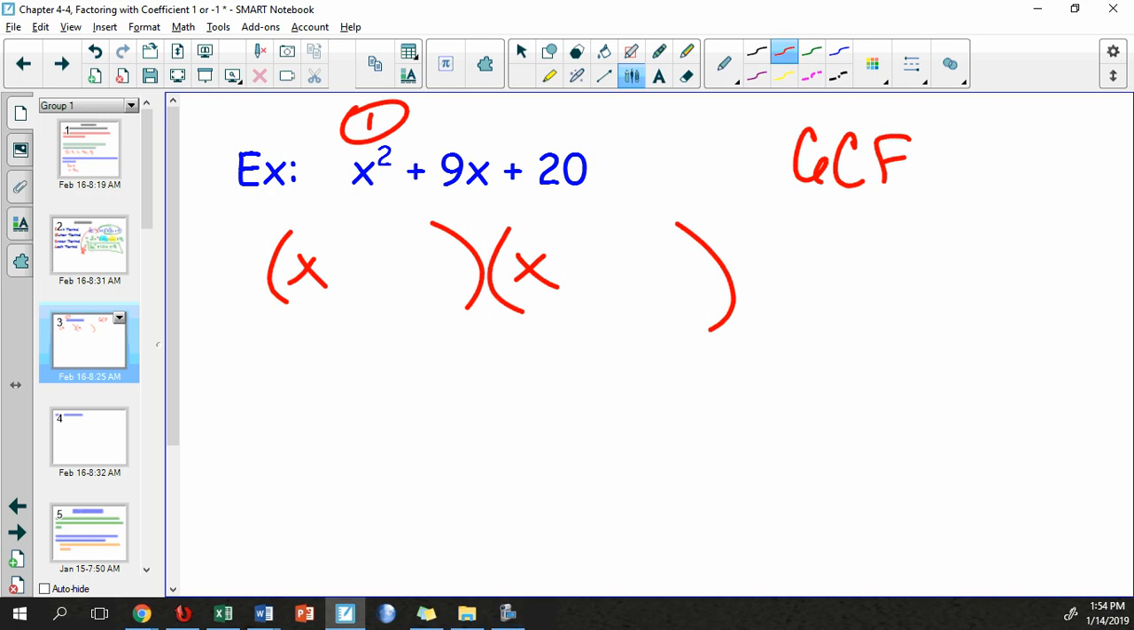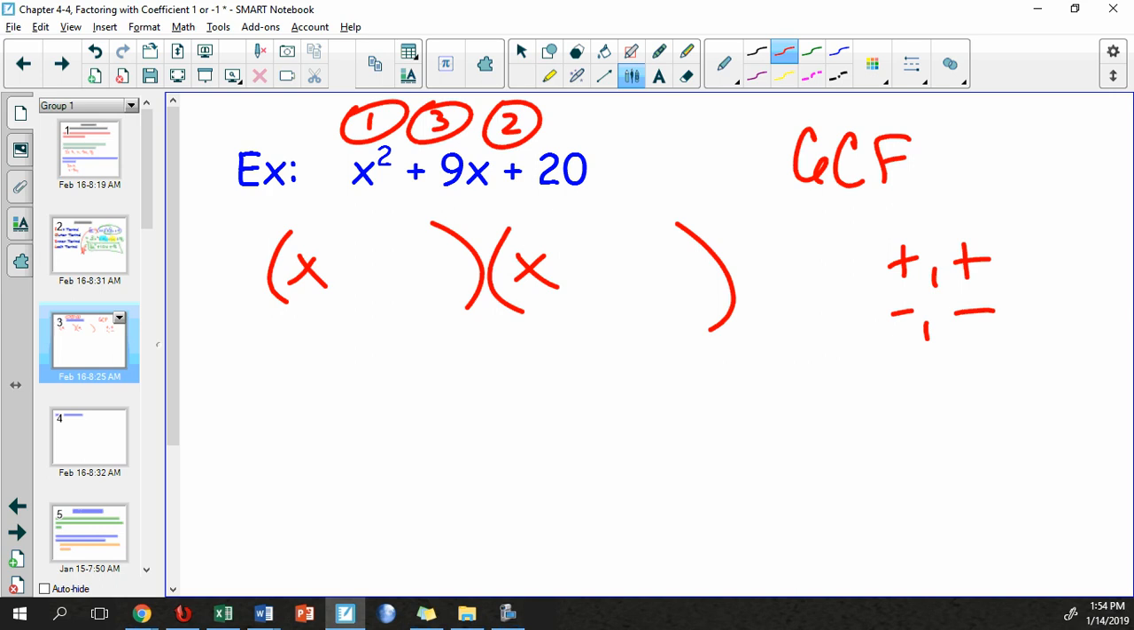The next thing that our brain needs to think about is, what is the last sign? I need to get a positive 20. How do I get a positive outcome whenever I multiply 2 numbers together? They both must be positive or they both must be negative. Those are your 2 ways that you can achieve a positive outcome, correct? Now, the next thing we're going to do is we're going to look at our middle term. Our middle term sign is going to be positive.